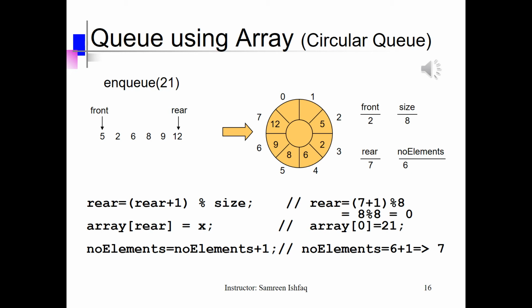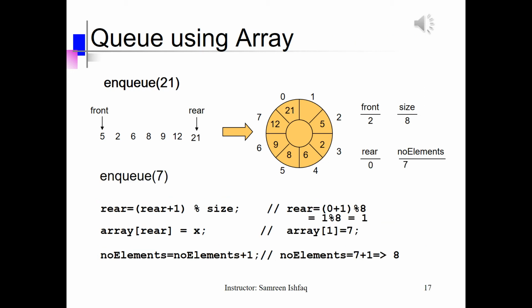That's how circular queue works. It circulates from 0 to 7. After inserting 21, queue has now 7 elements and the total size of this queue is 8. If user tries to insert another element, that is 7, 7 will be inserted at index 1 because the value of the rear was 0. 0 plus 1 is equal to 1 and 1 mod size 8 is equal to 1. So 7 will be inserted at index 1.